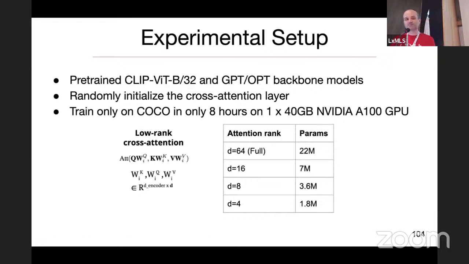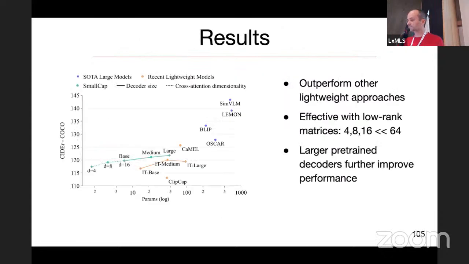And we also have this really nice low rank cross-attention implementation. The full rank version would be where the dimensionality of our weight matrices would go into 64 dimensions for, I think, a GPT-2 base model. And this would give us 22 million trainable parameters. But we also experiment with lower rank projections where we introduce a bottleneck down to maybe 16 dimensions or 8 or even 4. And we can get down to as few as 1.8 million trainable parameters in the model.